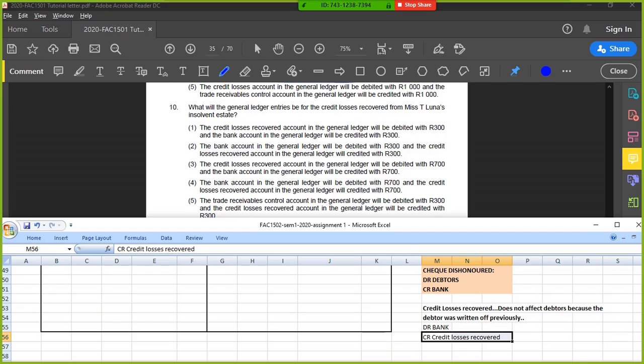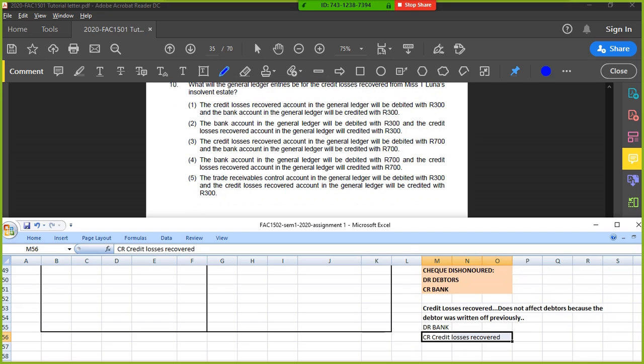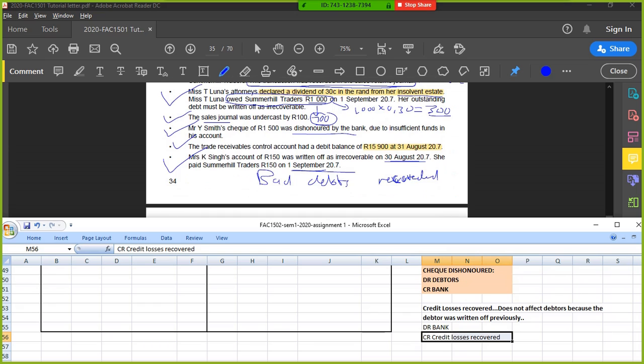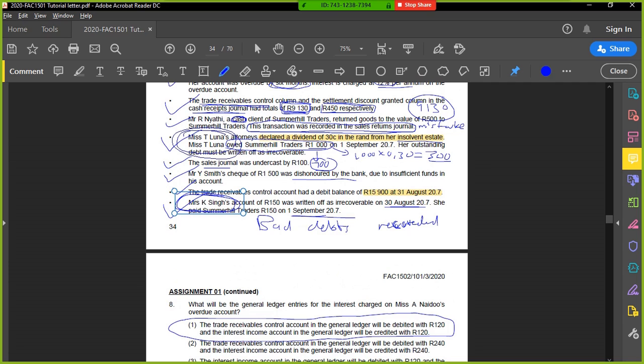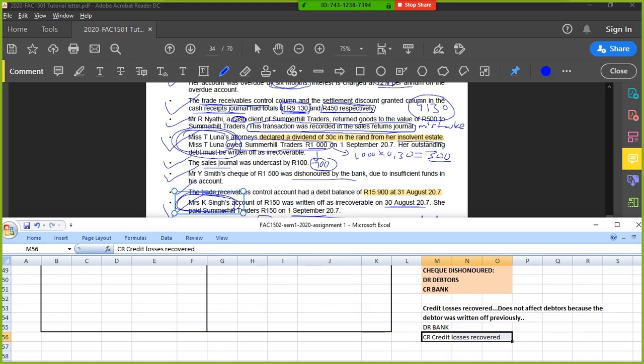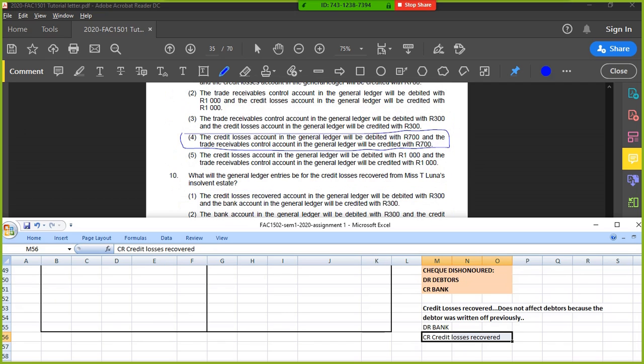What number is this? 10, here. What will the general ledger entries be for the credit losses recovered from Miss T. Luna's insolvent estate? Okay. Luna was this one, hey? Let me just double check. No, this was Singh. Where's Luna? Yeah, Luna was this one. Why are they talking about Luna if this is credit losses recovered? Let's go back and check.